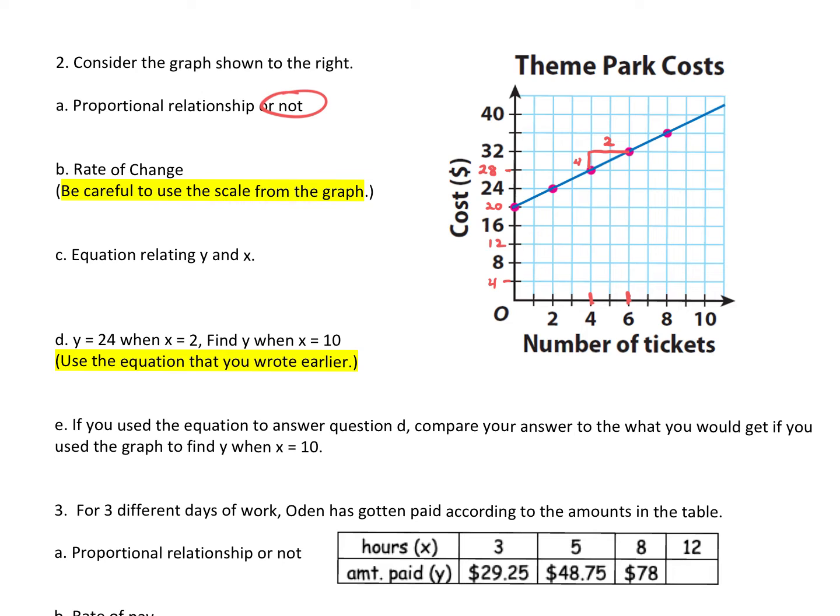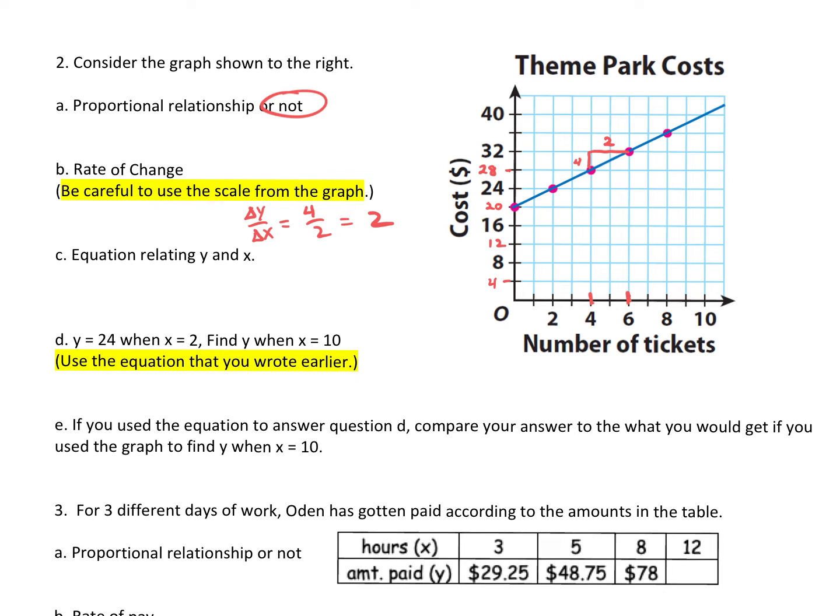So remember, it's the change in y over the change in x. Now this one, we can't use the y over the x because it's not a proportional relationship. We have to use the change in y over the change in x. So the change in y is 4, the change in x is 2, and 4 divided by 2 is 2.